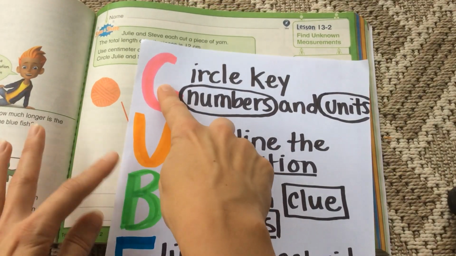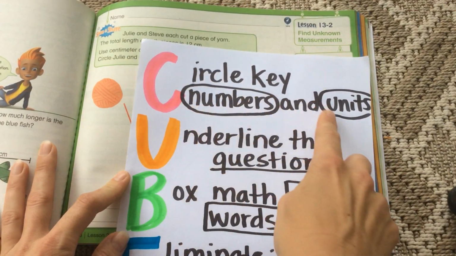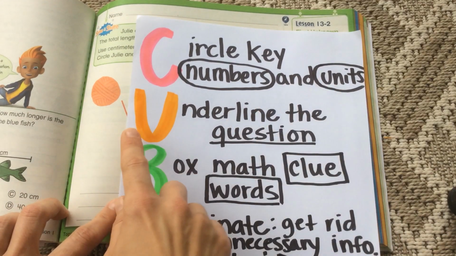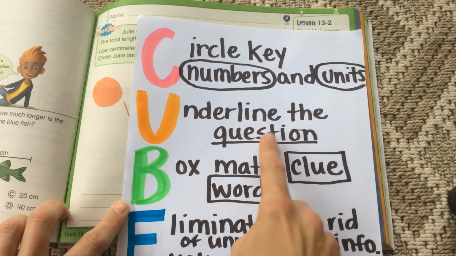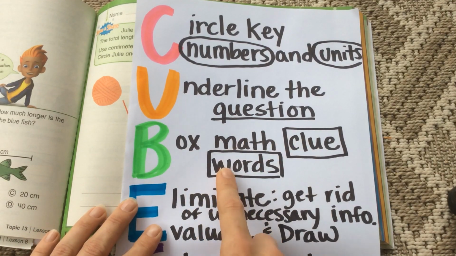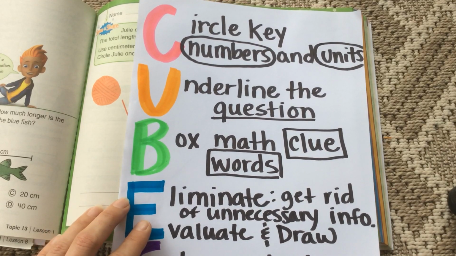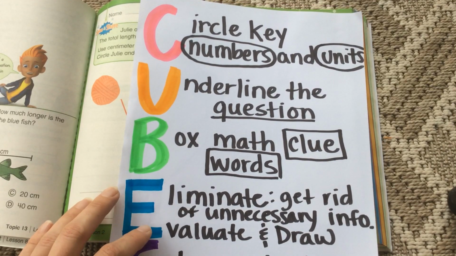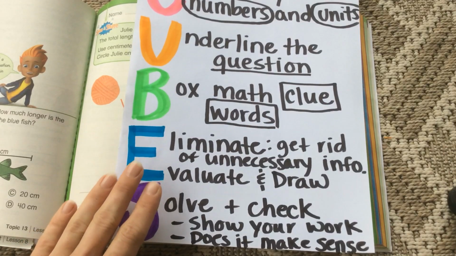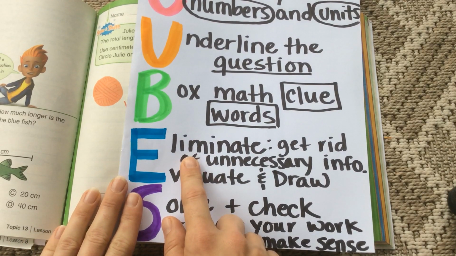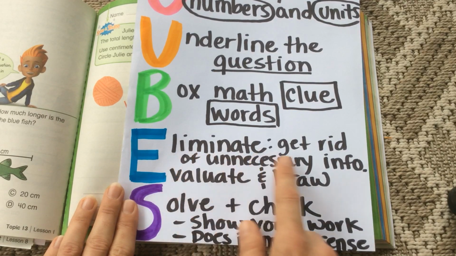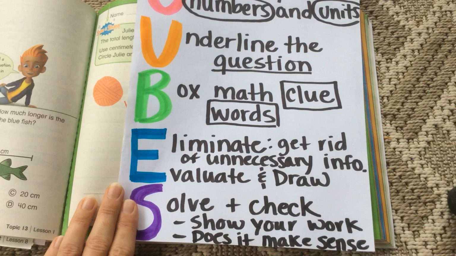Remember, cubes is C, circle key numbers and units. Units are going to be important for this because now we're talking about measuring too. U, underline the question. B, box math clue words. These are words that say more, or how many more, or all together, that give you clues whether you're supposed to add or subtract. E, eliminate. Sometimes there's going to be extra information in a word problem and you're going to eliminate it. You're going to get rid of it because you don't need it.